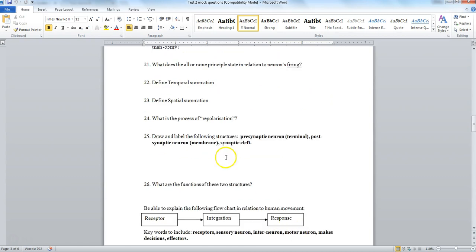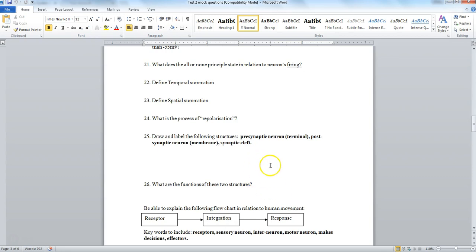Done. So while we're here, now that we've drawn in our presynaptic terminal and our postsynaptic membrane and our synaptic cleft, you just see number 26 asks what the function of these two structures are. And that's pretty easy now. We know that the presynaptic terminal receives action potentials, so the electricity, and releases neurotransmitters. So the presynaptic neuron receives action potentials and releases neurotransmitters. If we could write that in.